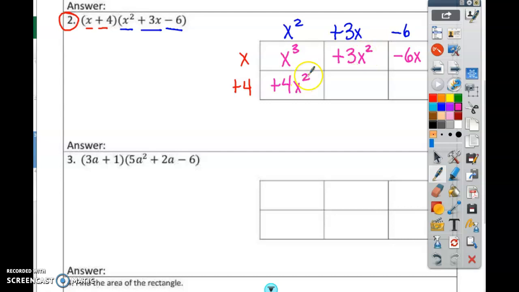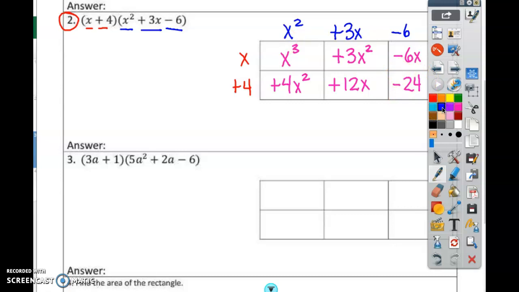Remember, these two have to be the same. The diagonals, the same. Then 4 times 3x is a positive 12x. These two have to be the same. Both of them have x's. And then the last one, 4 times negative 6 is negative 24. So the first one will have the x cubed, and the last one would have no x.